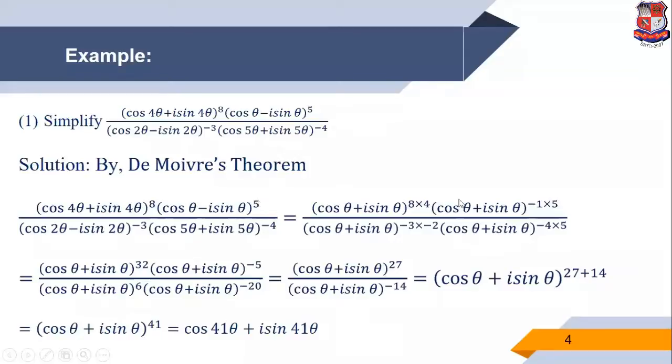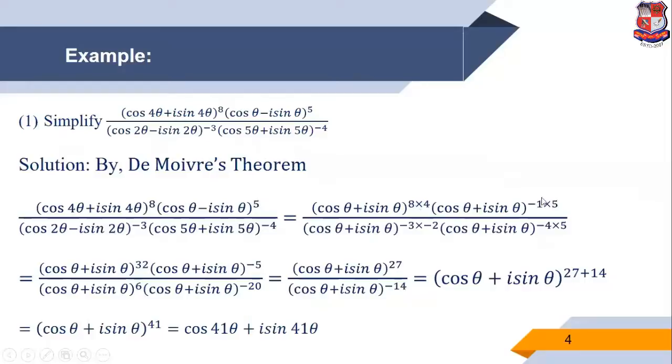Here minus, so into minus 1. Here minus, and 2, so minus 2. And here 5, so 5 into minus 4. So this form can be expressed in this form.